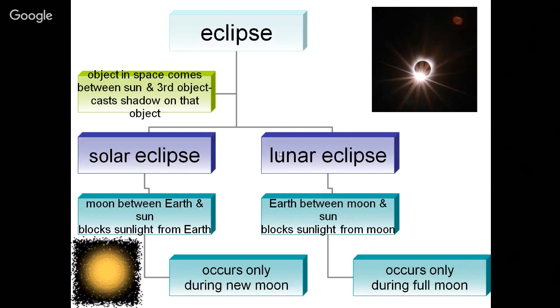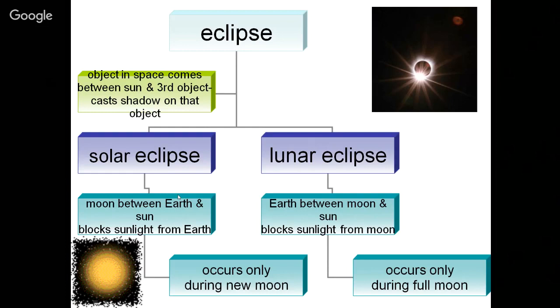Lunar eclipses are much more common. That's when the Earth comes between the moon and the sun. Earth blocks the sunlight from the moon. So you go from seeing a full moon to seeing no moon to seeing a full moon again over the course of about half an hour. It only occurs during a full moon. Lunar eclipses happen somewhere in the world about every 3 to 6 months.